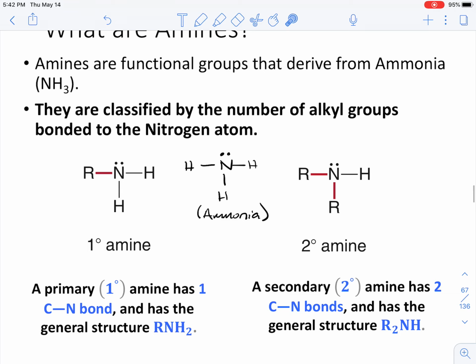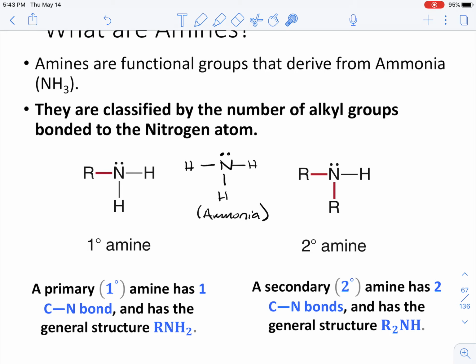All right, so basically, if one of these hydrogens, and only one of these hydrogens, gets replaced with an R group, then what we get is a primary amine. Whenever you are drawing or thinking about primary amines, the central nitrogen has to have 2 hydrogens, only 1 R group, and a lone pair. And so the general structure of a primary amine is RNH2.